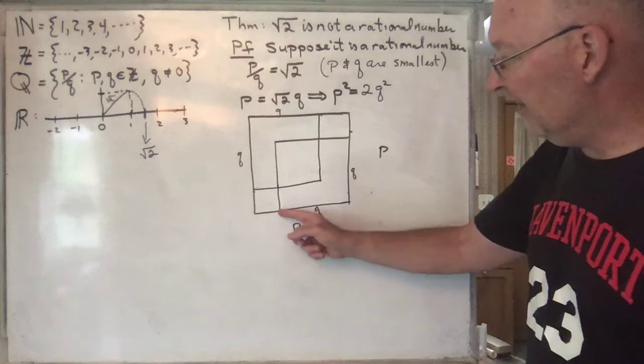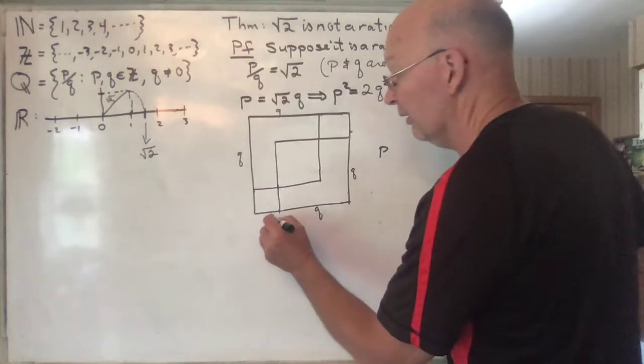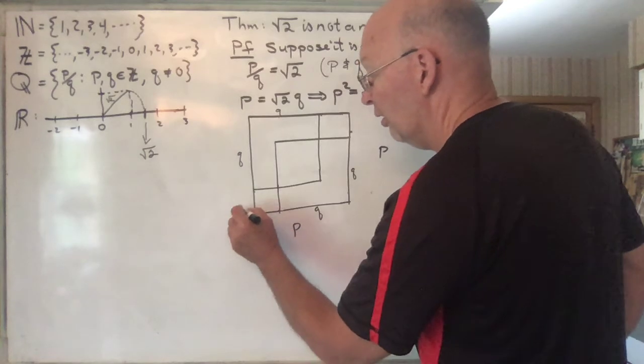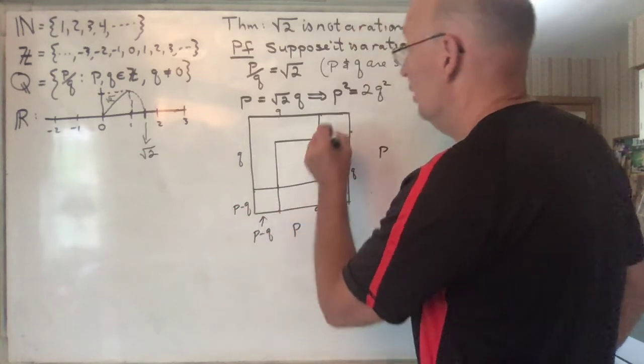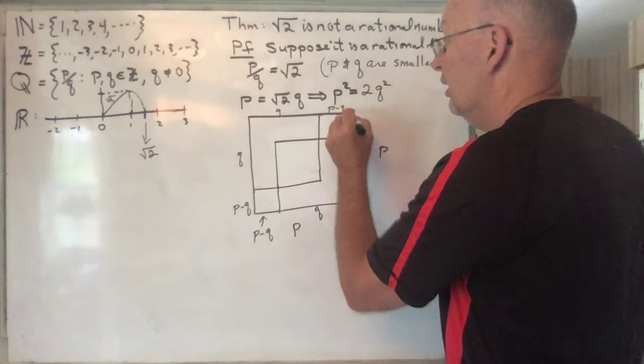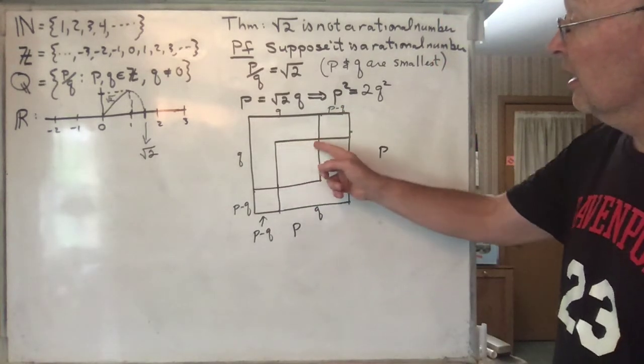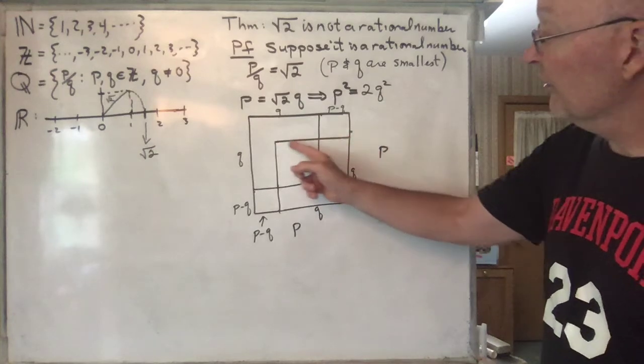Let's figure out what these other sides are. This is p and this is q, so this right here is going to be p minus q. Agreed? All of these are p minus q, and so on. Okay? What about this length? This length right here is going to be q.